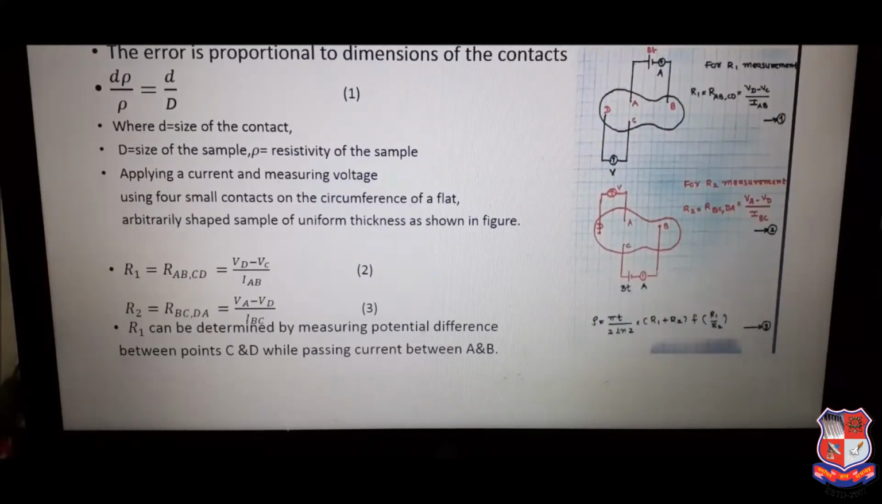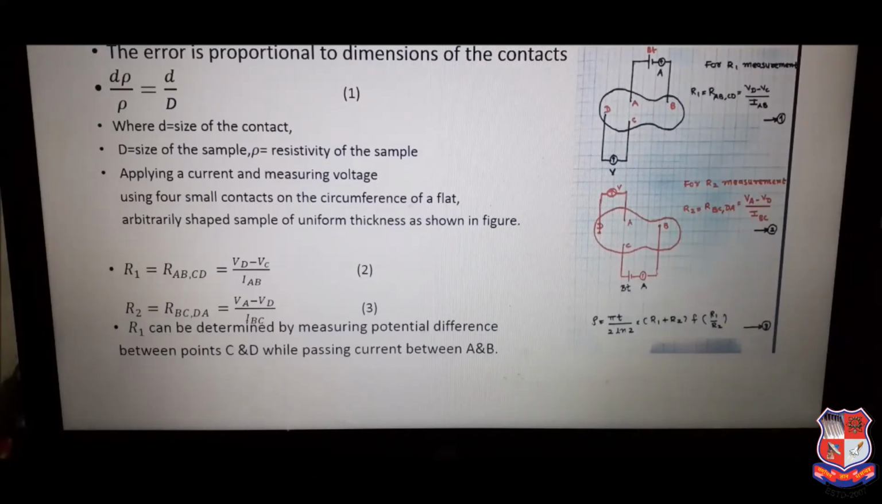Now in this figure you can see the sample with 4 contacts, of course ohmic contacts, and they are named A, B, C and D. Now what will happen if the contacts are not taken perfectly? While you measure the resistivity, an error will be introduced, and this error is proportional to the dimension of these contacts. This can be shown by the equation d rho by rho is equal to d by D, where the small d is the size of the contact, capital D is the size of the sample, and rho is the resistivity of the sample.